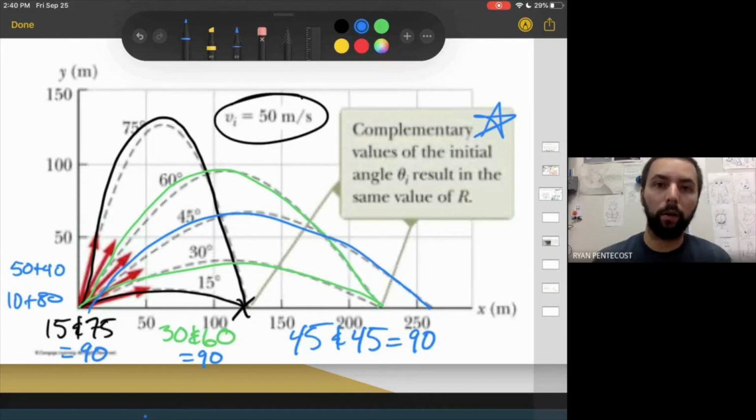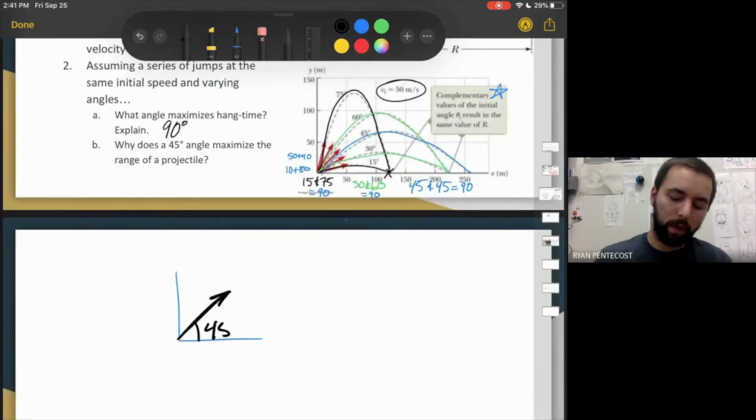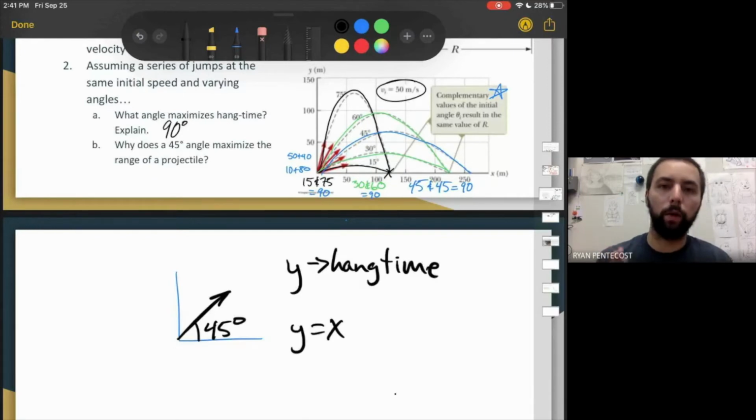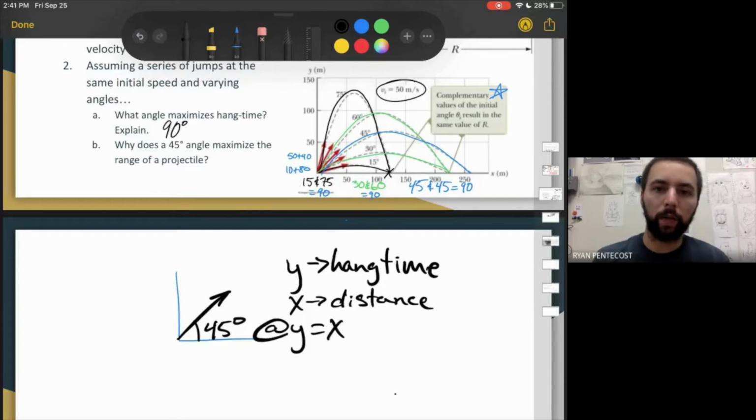Now, one is going to peak higher. One might have a longer or shorter hang time than the other, but they will go the exact same distance. Now, that is the balance of hang time in the Vy versus distance in the Vx. At 45 degrees, the y component is going to be equal to the x component. The y component really wants a long hang time. If you have a y component, it's trying to keep you in the air as long as possible. The x component is really shooting for distance. It wants you to go as far as possible. So at 45 degrees, y equals x, they're going to be the exact same component. So you have a balance of hang time versus distance.